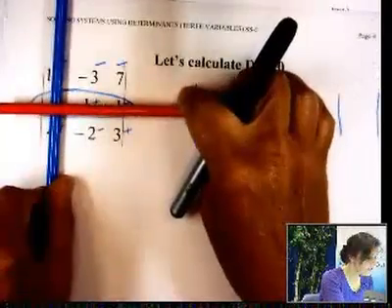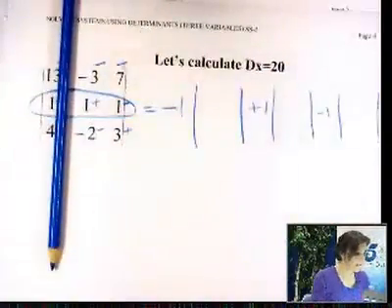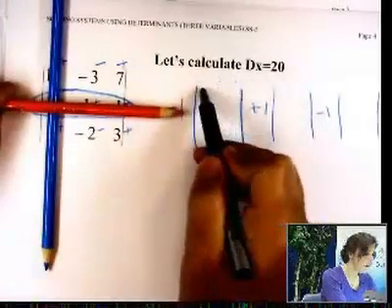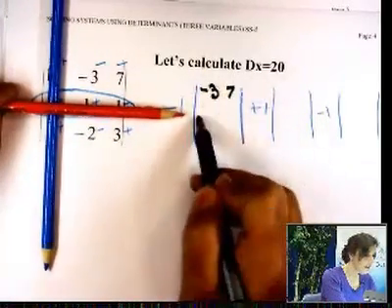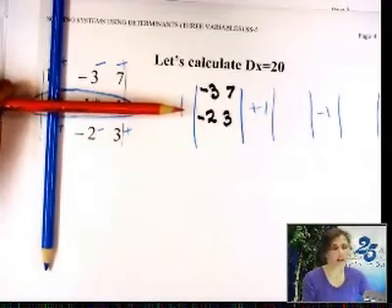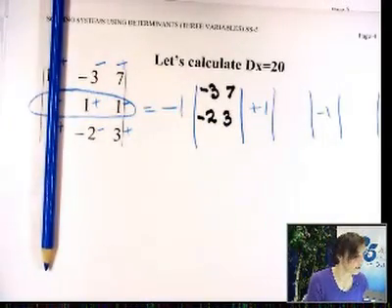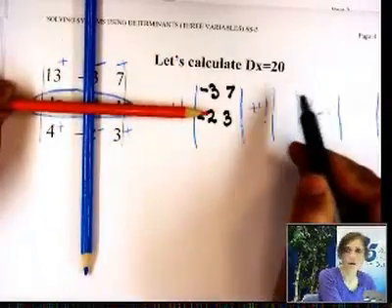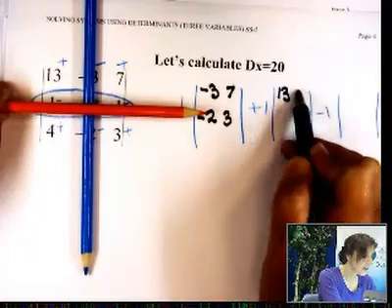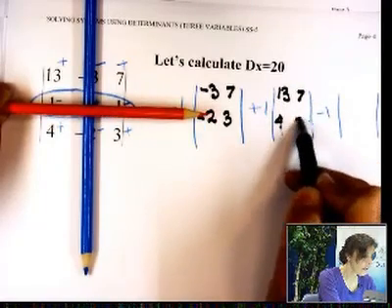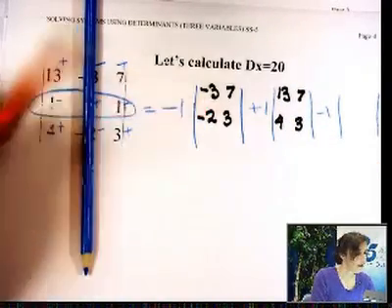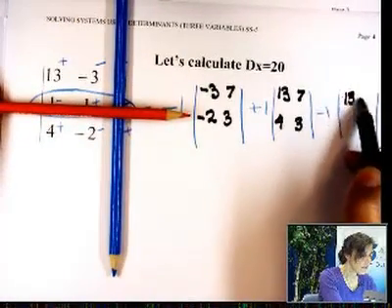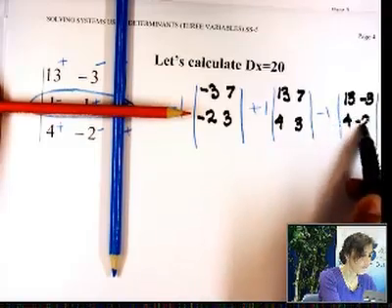Negative 1 is negative 3. It is negative 3, 7, negative 2, 3. When I write the determinant, I ignore those plus minuses I put. Now the plus 1. That one is going to be 13, 7, 4, 3. Okay? And then this one is going to be 13, negative 3, 4, negative 2.